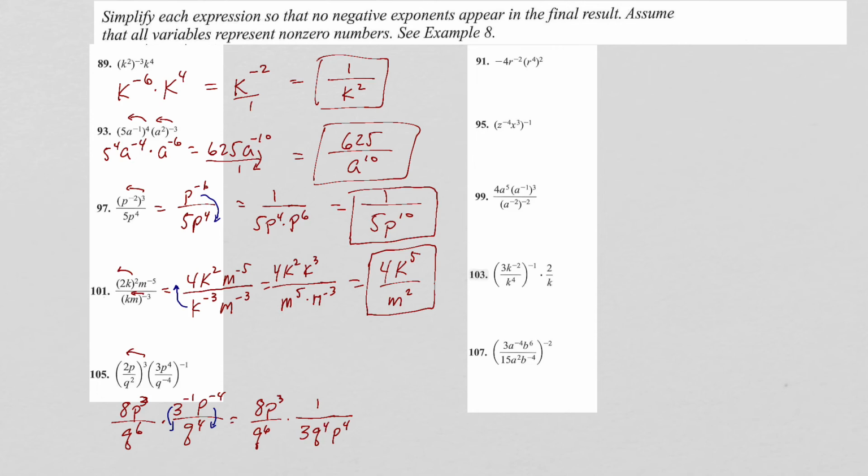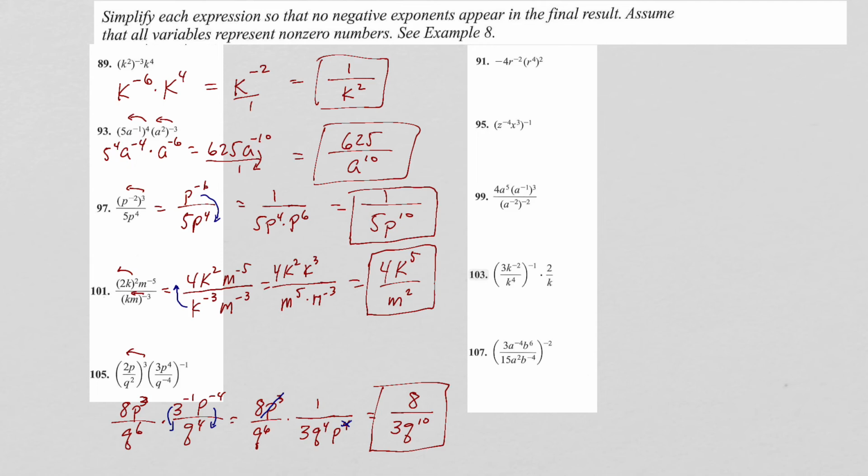Okay, now I'm going to cancel. All 3 of these p's cancel with 3 of those, making that a p to the 1. And so I'm going to end up with 8 times 1 is 8. And then I have a 3. We always put our numbers first. And we have a q to the, these are multiplying, so we add the exponents. 6 plus 4 is 10.